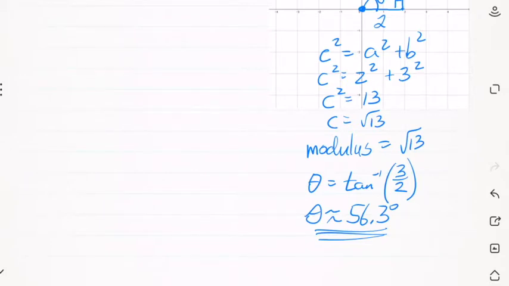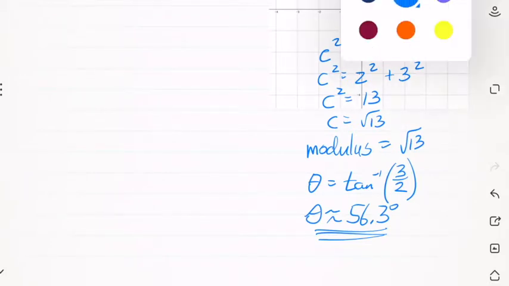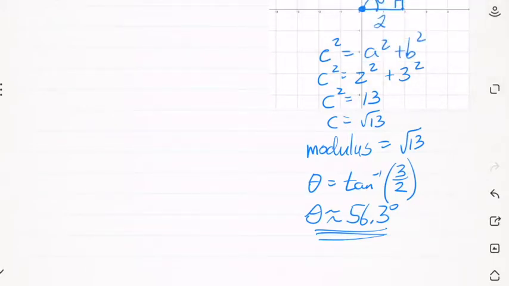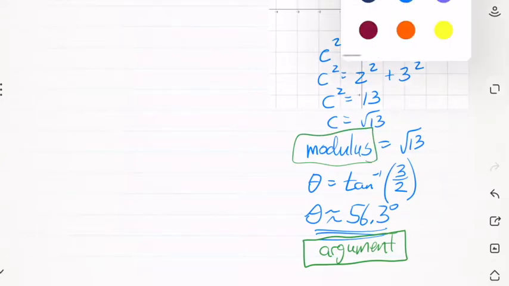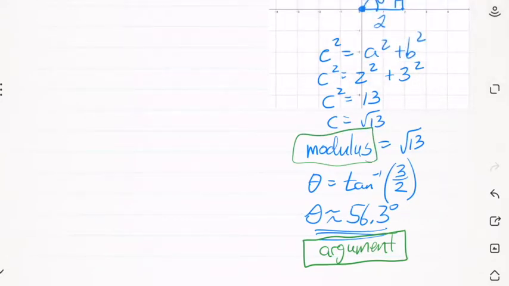modulus of root 13. Oh, and by the way, even the angle has a fancy name. This one is called the argument. So we have an argument and we have a modulus. So when we write it as a polar coordinate, it's going to be the modulus first and the argument second. So this would be the polar form of the complex number.